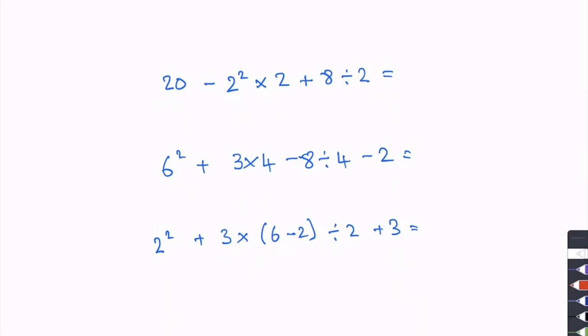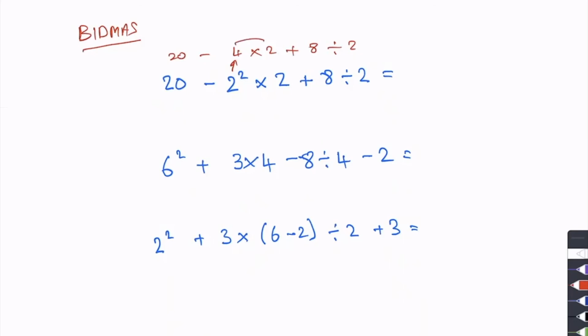Okay, let's see how we did here. So I'll write BIDMAS just over here for reference. We don't see any brackets in the first one, but we do see indices. So 2 squared is 4. So that leaves me with 20 minus 4 times 2 plus 8 divided by 2. Do I see any divisions or multiplications? Yes. Let's do them in the order we see them.